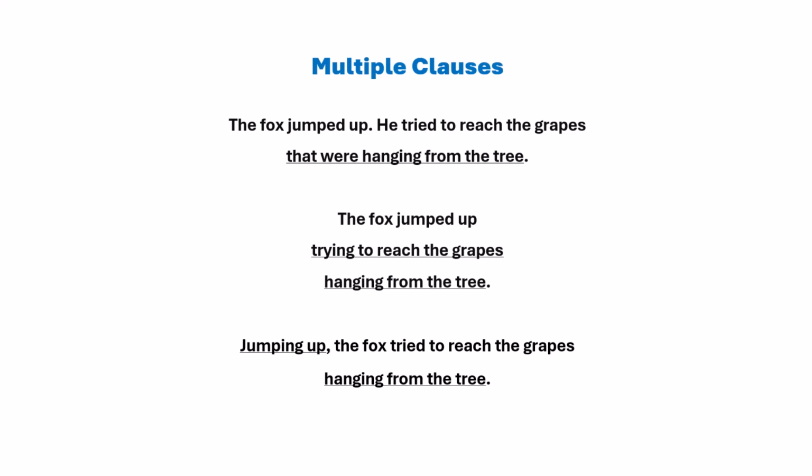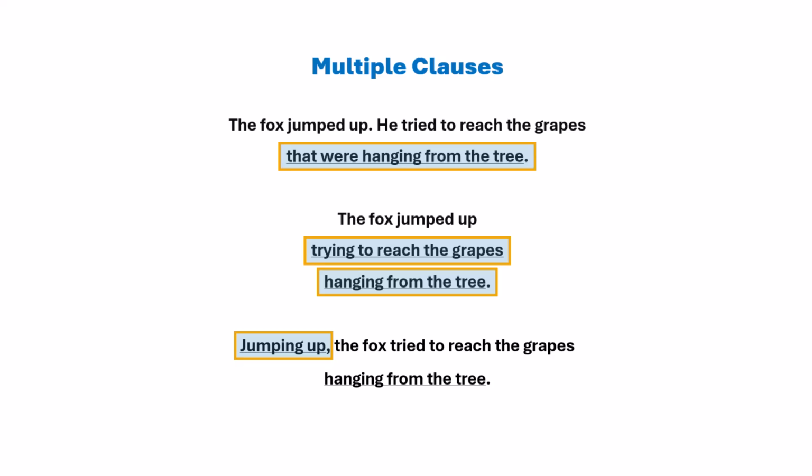Here's an example with multiple clauses. The fox jumped up. He tried to reach the grapes that were hanging from the tree. The fox jumped up, trying to reach the grapes hanging from the tree. Or, jumping up, the fox tried to reach the grapes hanging from the tree.